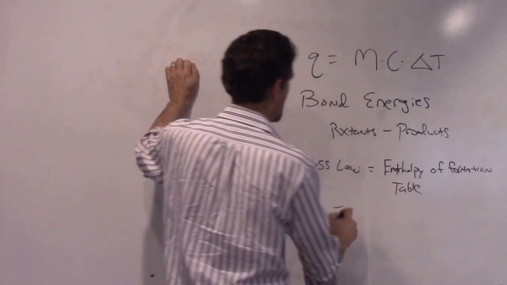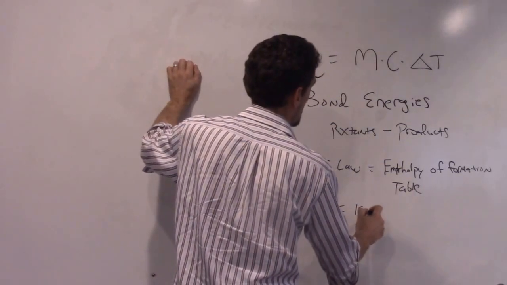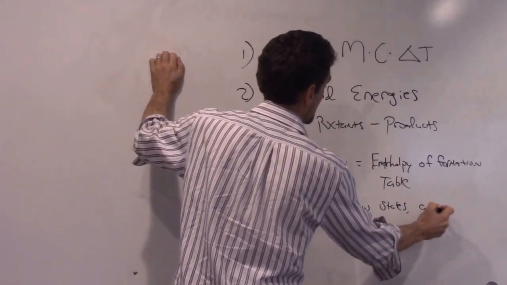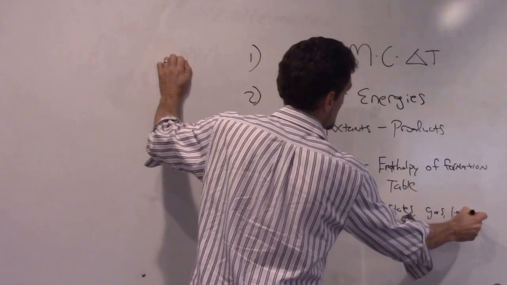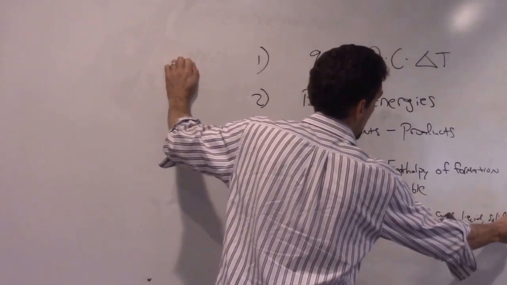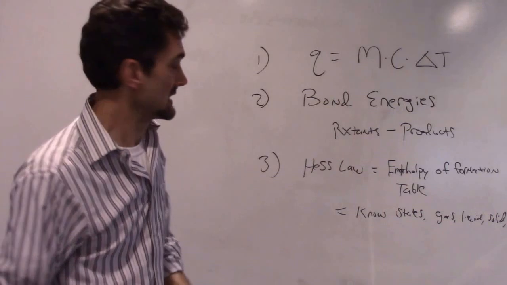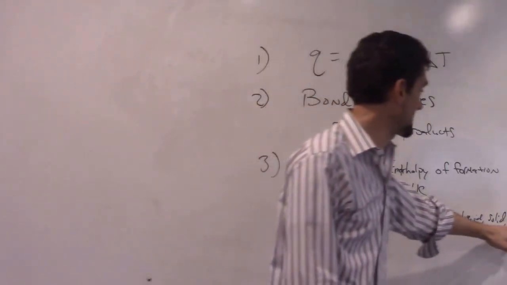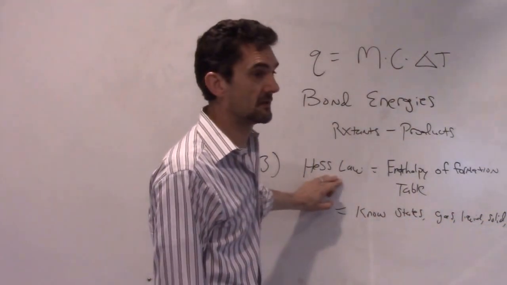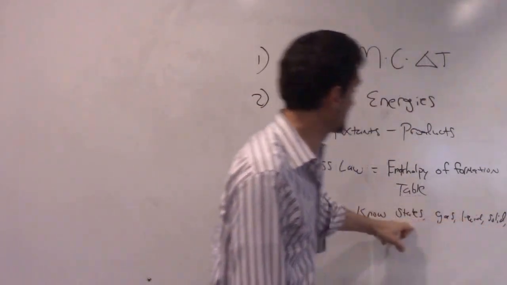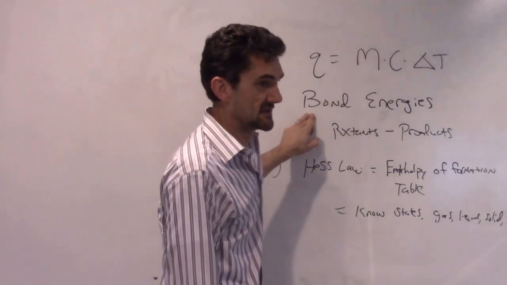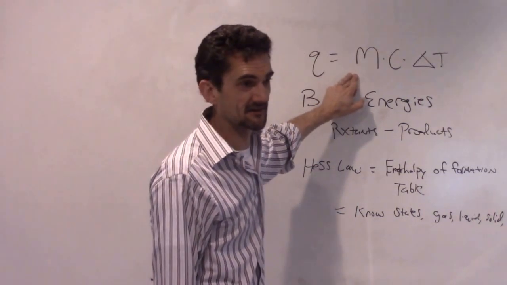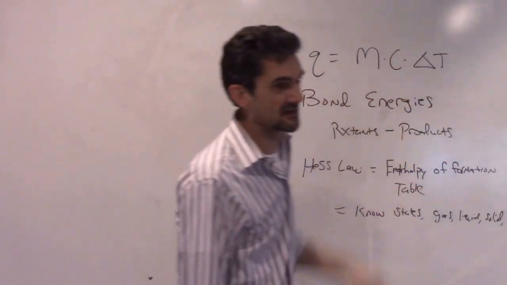In order to use Hess's law, you have to know states. So is it a gas? Is it a liquid? Is it a solid? Is it aqueous, dissolved in water? These things have to be given to you in order to use Hess's law. If you don't have these things given to you, you have to use bond energies. If you don't have bond energies, then you've got to use this. You've got to get the ingredients, react them together, and figure out what this delta T is.